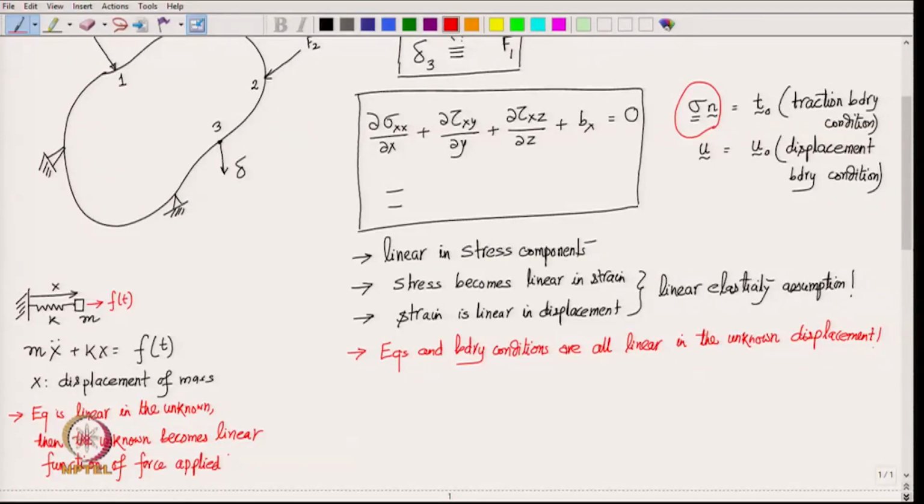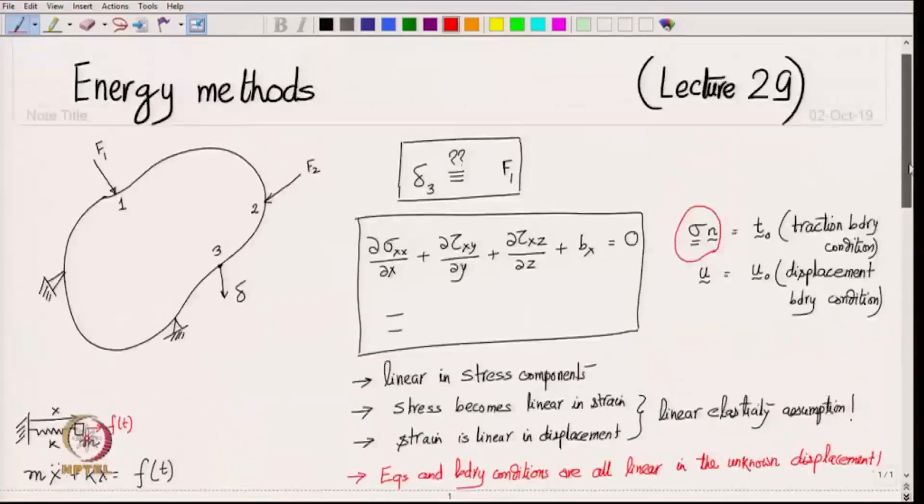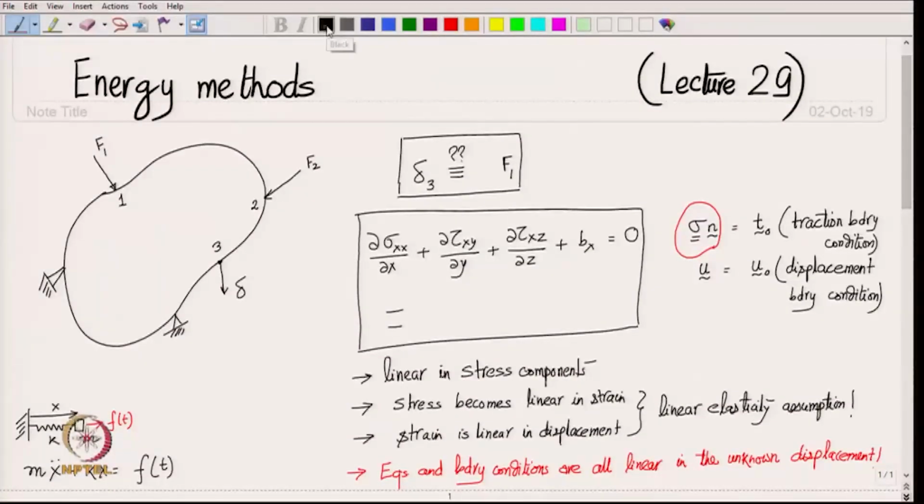Not only this, superposition also holds. Okay. So, this was with a spring mass system, very simple, but now we are talking about a deformation problem. We have a 3D body which can deform and the equations are partial differential equations, but still it is linear.